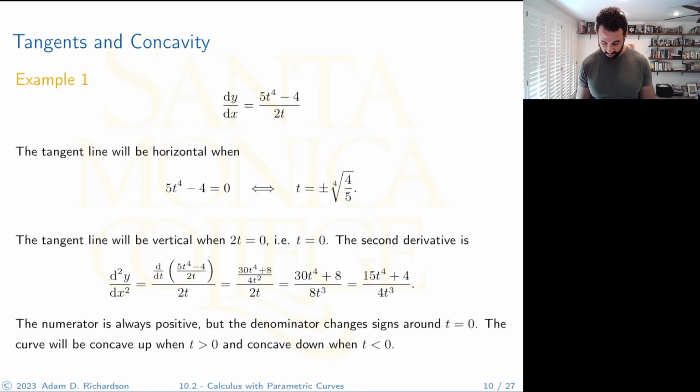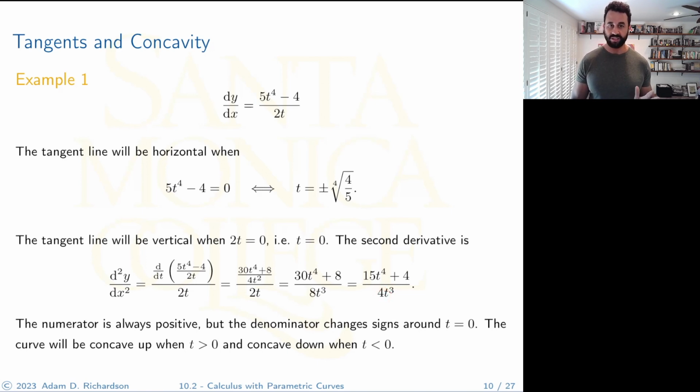The numerator is actually always positive, so that's not going to affect the concavity. If we want to know if something's concave up or down, we want to look for the sign of the second derivative. Well, the sign of the numerator is always positive, but the sign of the denominator changes when t is equal to 0 because you have a cubic down here. So at time 0, the denominator will be 0.